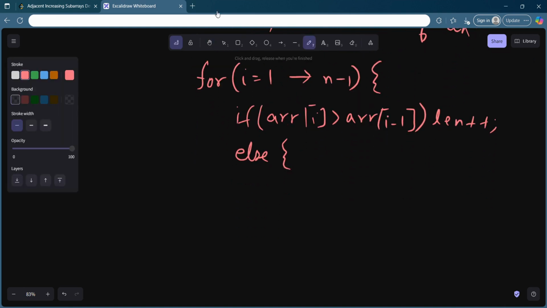So what are you going to write at the breakpoint? You can write something to maximize the value of your k. Let's say maximum of k comma something.